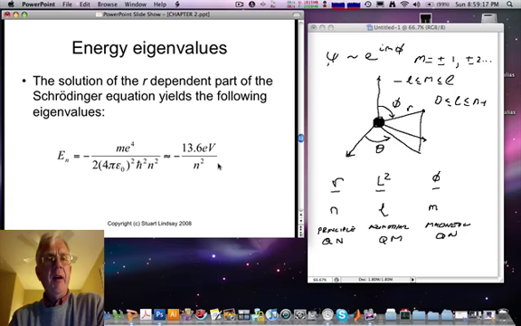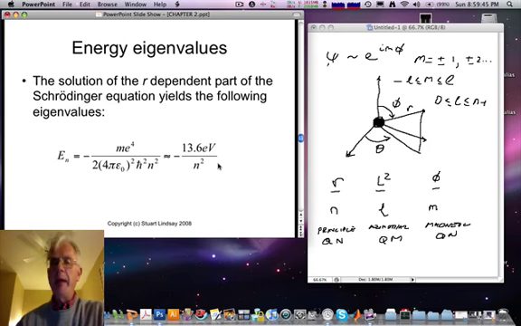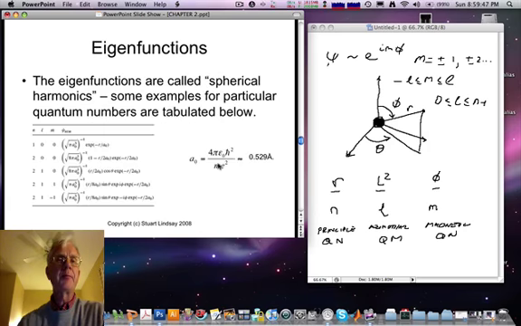The eigenenergies of the hydrogen atom depend simply on n, and have this form: m e to the fourth over these constants times n squared. So they go like 1 over n squared, and one way to remember this formula is just the ionization energy of the hydrogen atom, 13.6 electron volts, divided by n squared.